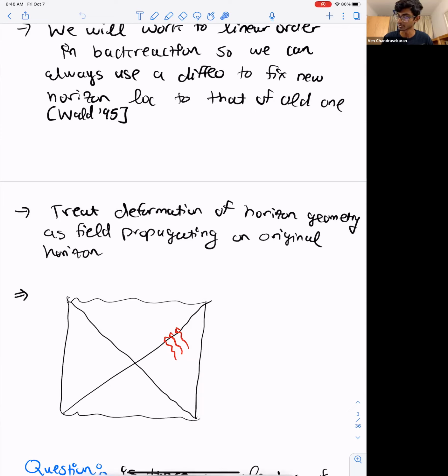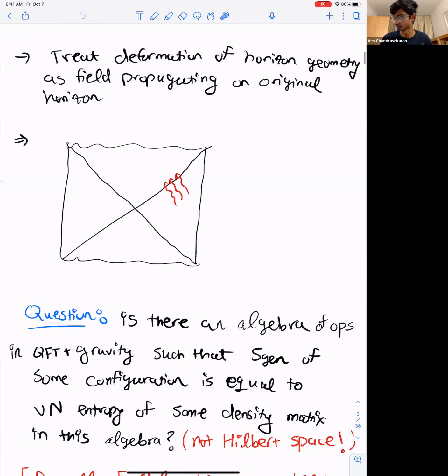And whatever perturbations we add, we just treat them as some stuff that's falling on top of the old event horizon. And in particular, any geometric change to the black hole is now treated as itself some field that's propagating on top of the black hole. Like, for example, if the expansion of the event horizon is now some non-zero quantity, that's just some field that propagates on top.